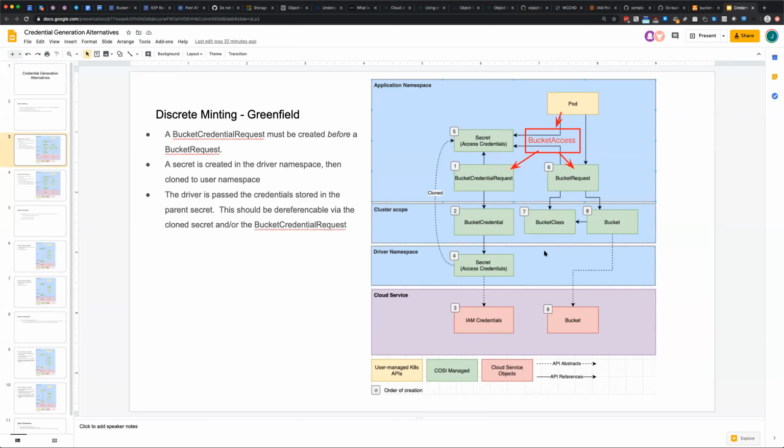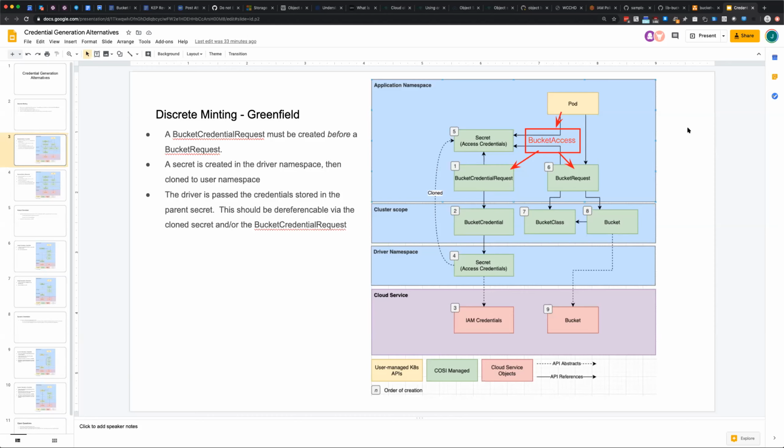The question is how bucket access can be reused when we're talking about brownfield bucket versus brownfield credential, right? So that they exist. What should you do? Should you bypass the bucket request and just refer to the bucket directly, and also bypass the request for credentials and refer directly to something else like a secret or even a model of workload identity?